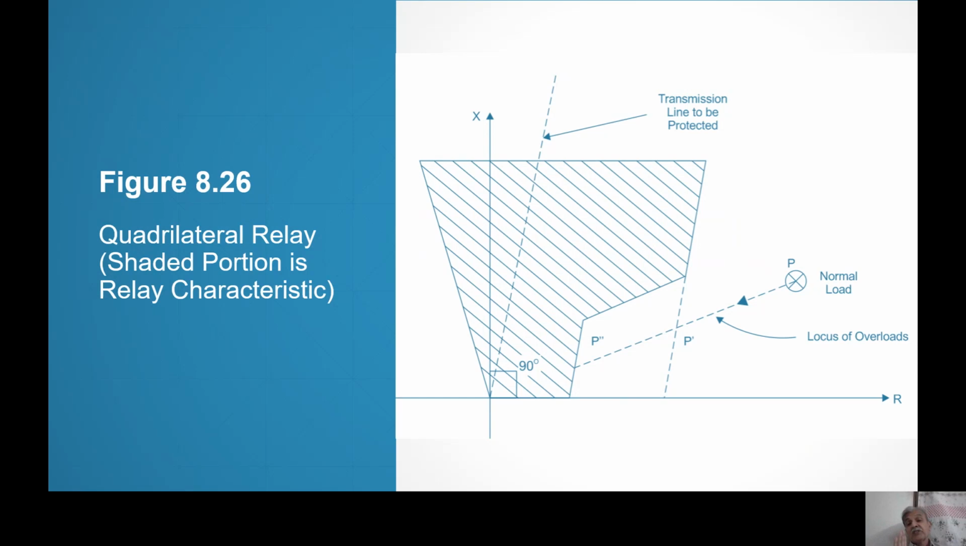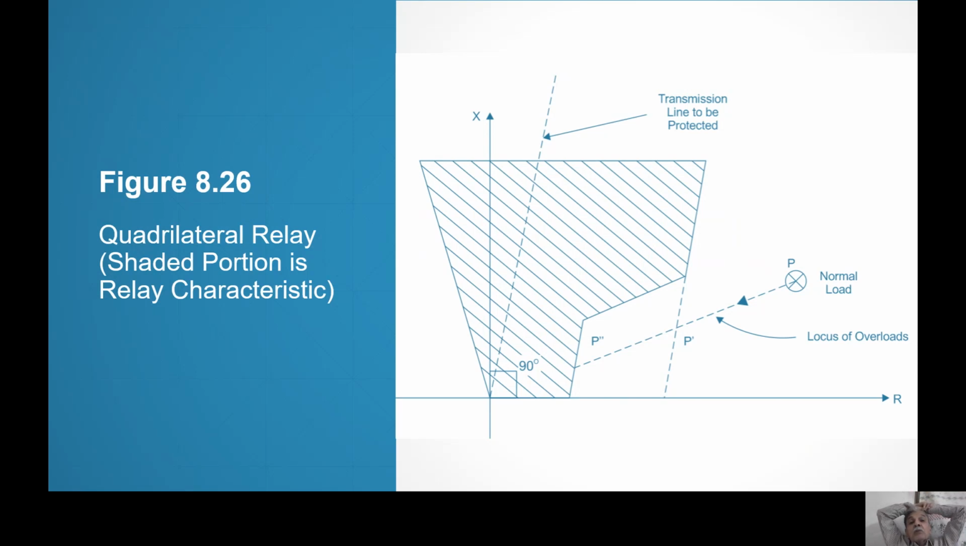You have to take action. If you fail to take action and overload is developing very fast, it will come to P dash, P double dash, and it will cross P double dash, then the relay will trip. But for the relay to cross P double dash is very rare, because a transmission line can be overloaded up to 200%.